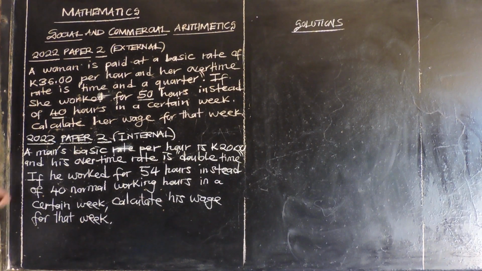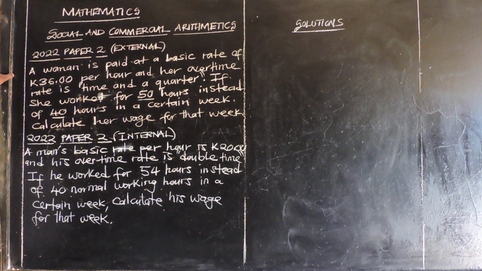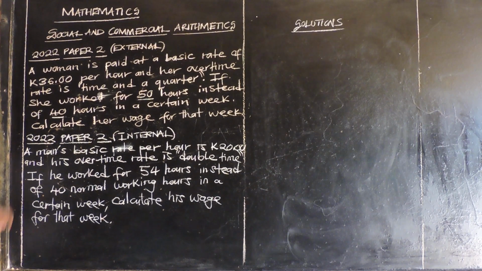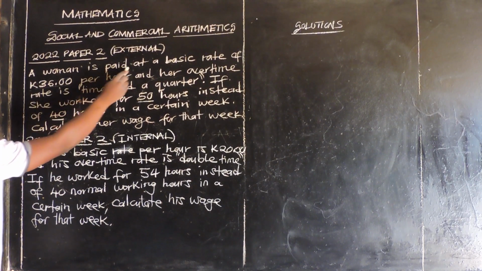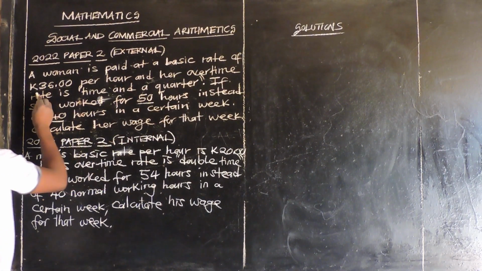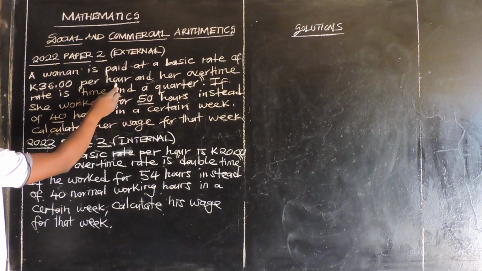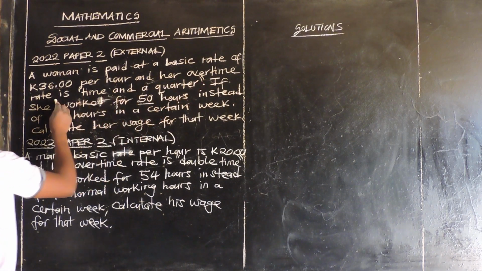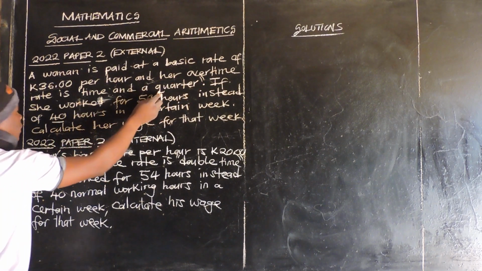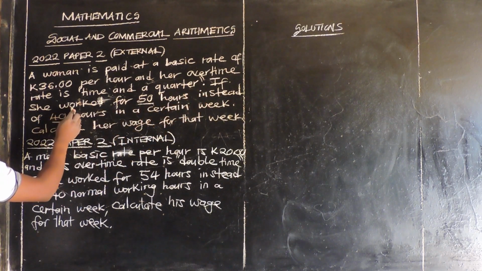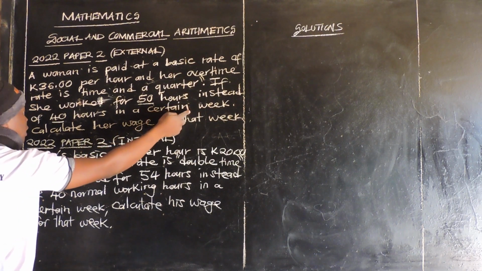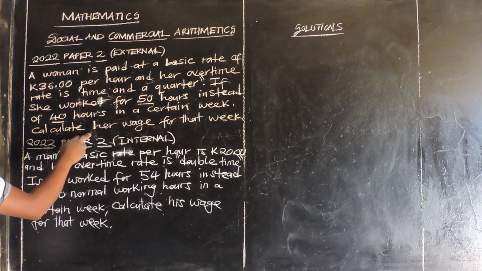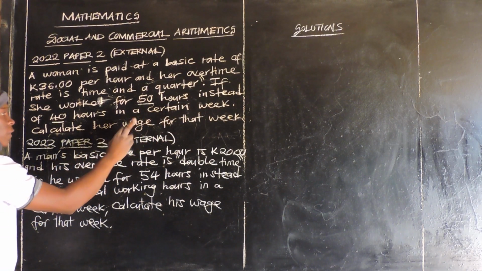So now let us look at social and commercial arithmetics. The first question I'm going to look at is 2022 paper 2 external. It says a woman is paid at a basic rate of 36 kwacha per hour, and her overtime rate is time and a quarter. If she worked for 50 hours instead of 40 hours in a certain week, calculate her wage for that week.